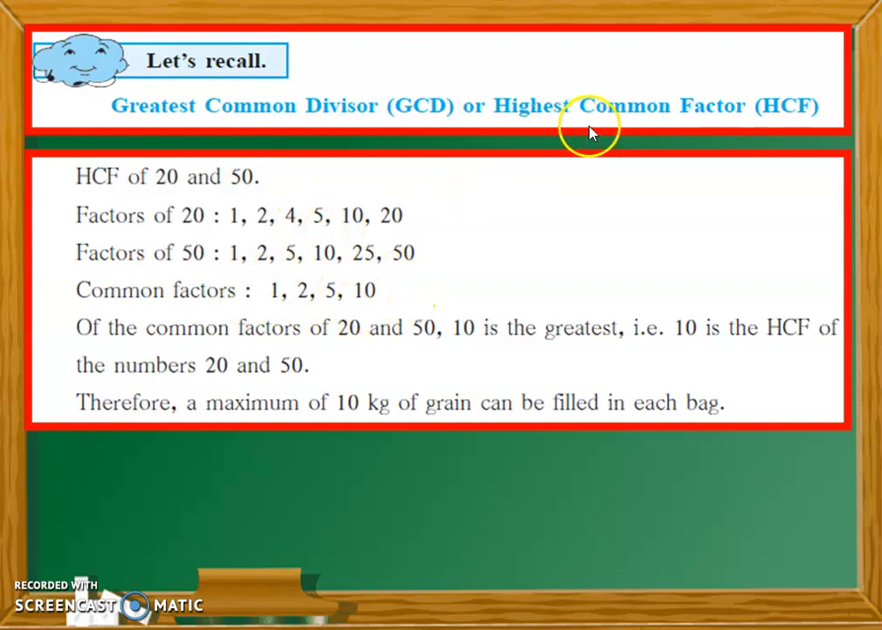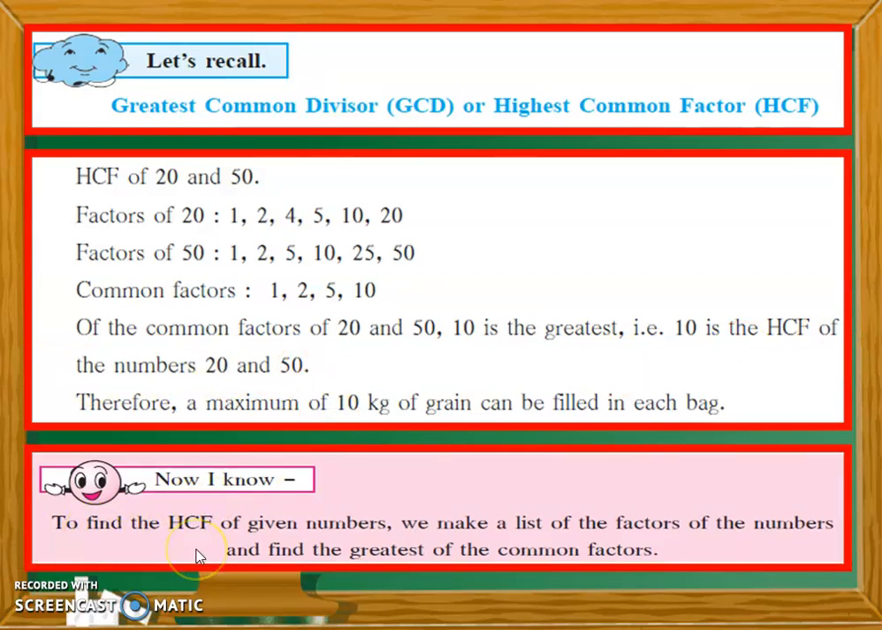Now here to find the highest common factor, we are going to find the highest factor among these two. So what is the highest factor? It is 10 over here. So what would be the HCF of these two numbers? It is 10. Of the common factors of 20 and 50, 10 is the greatest, that is, 10 is the highest common factor of the numbers 20 and 50. To find HCF in 6th standard, you learned that for given numbers, we make a list of factors of the number and find the greatest of the common factors. So this you have learned in your 6th standard.